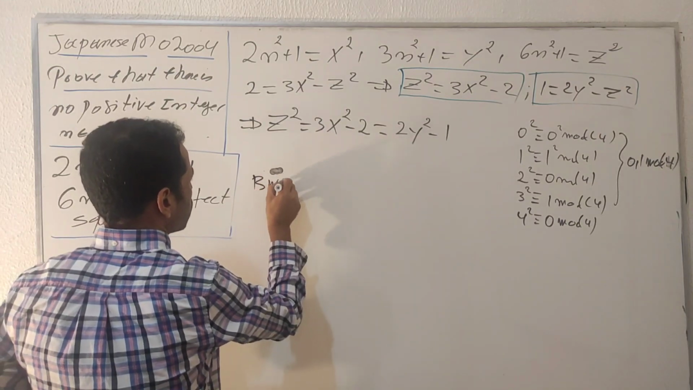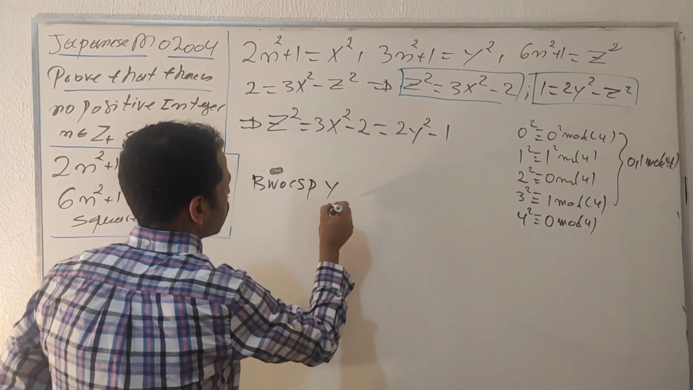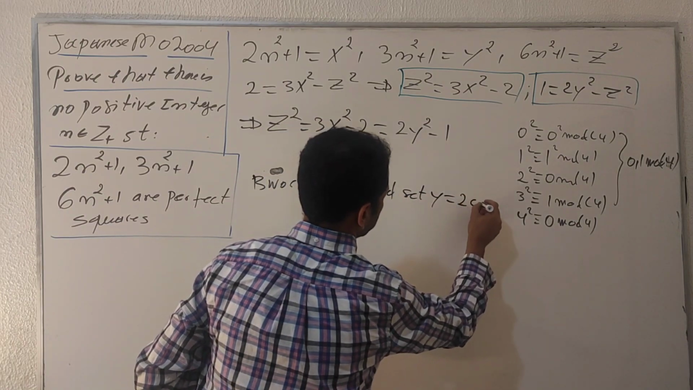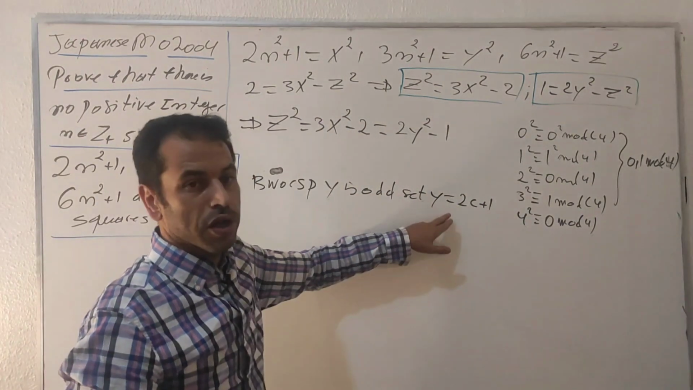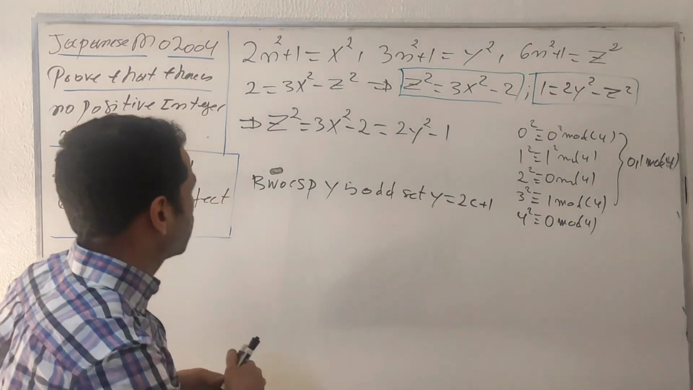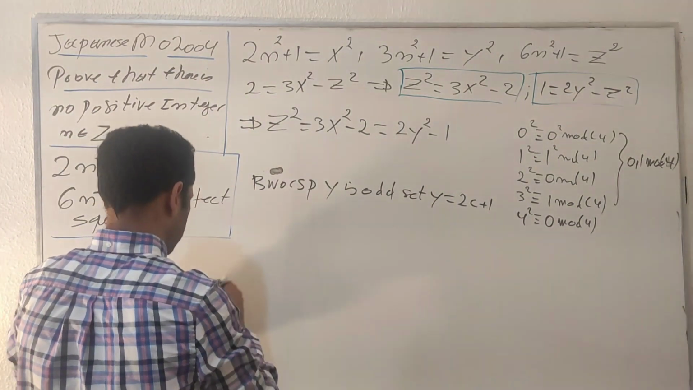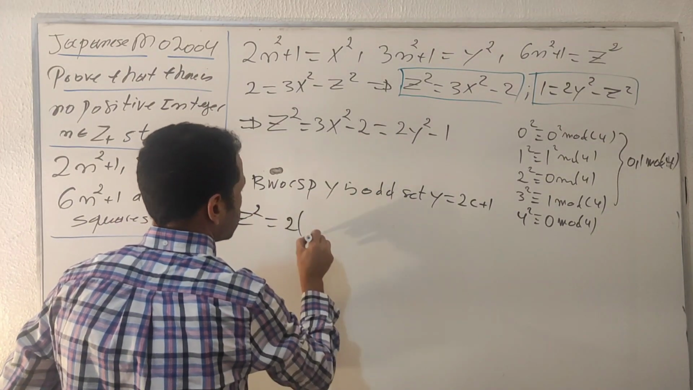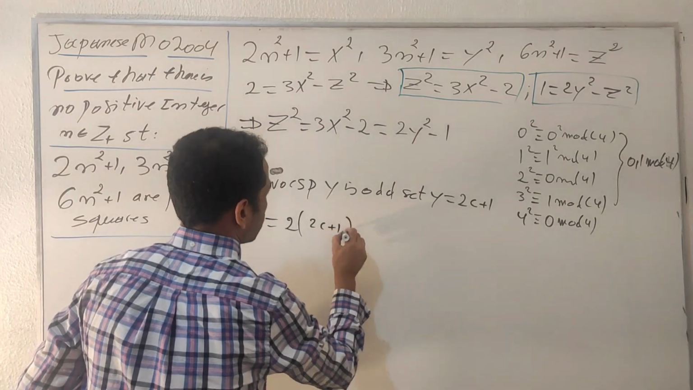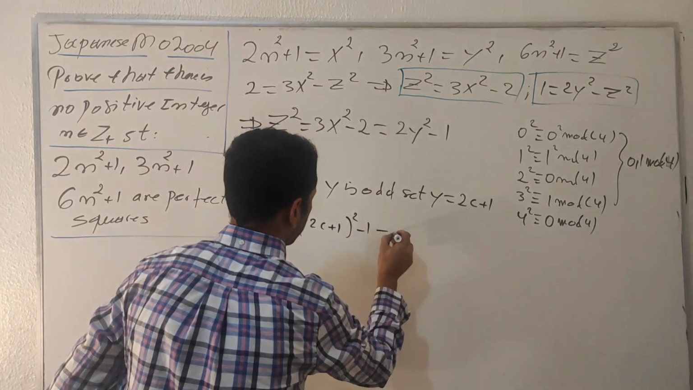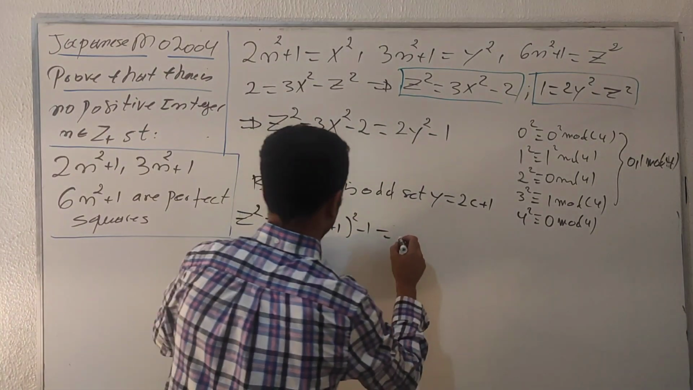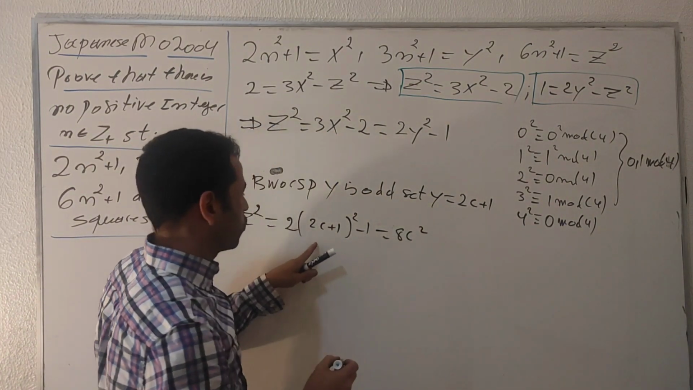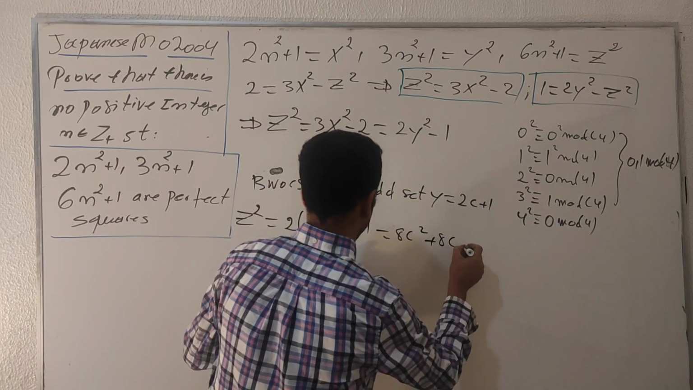Suppose y is odd. Let's set y equal to 2c plus 1. Taking this value of y and inserting it back into the equation, I get z squared equals 2c plus 1, quantity squared, minus 1. Distributing this out, I get 4c squared plus 4c plus 1 minus 1.